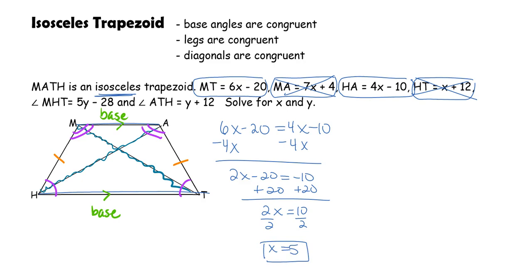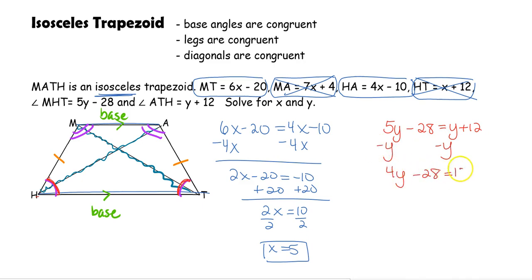Now we still need to solve for y. We are given angle MHT, talking about this big angle right here, and angle ATH, this big angle right there is y plus 12. We know that those two base angles are congruent, so we can set 5y minus 28 equal to y plus 12. We move the smaller y over, giving us 4y minus 28 is equal to 12. Add our 28 over. 4y is equal to 40. We divide by 4, and we find that y is going to be equal to 10.